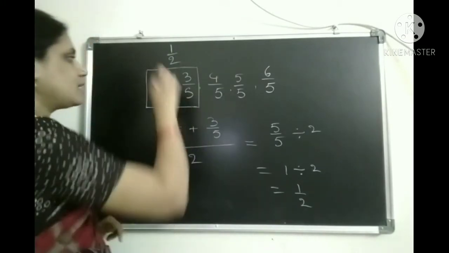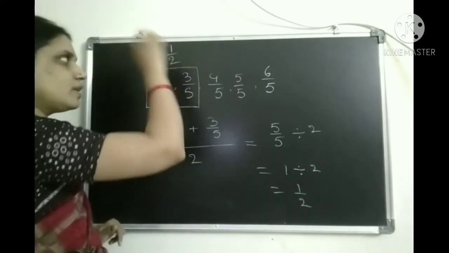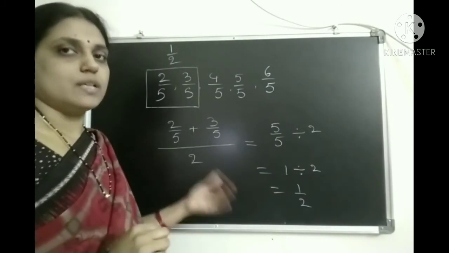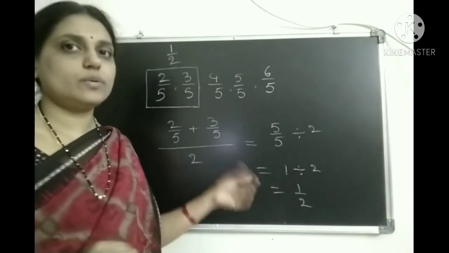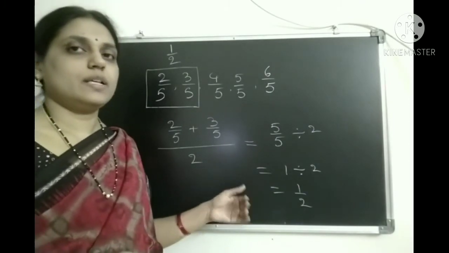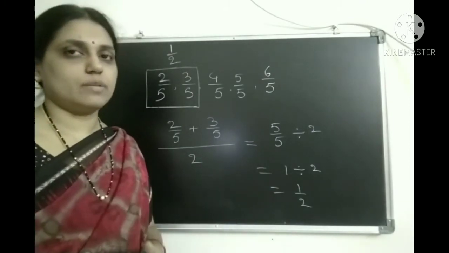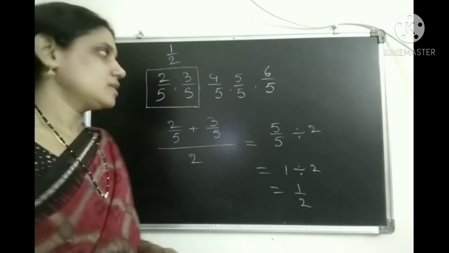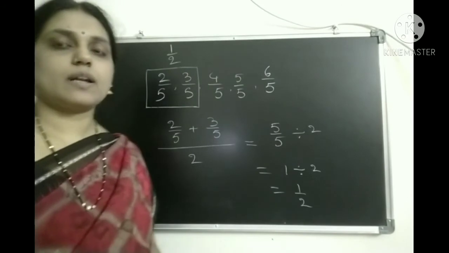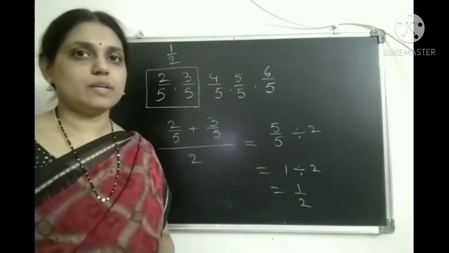Just like that, again you can take the average of 2 by 5 and 1 by 2. Then you will get one more number. So if you go on finding the average like this, you will keep getting rational numbers between rational numbers. In that way, between any two rational numbers, there are uncountable rational numbers.